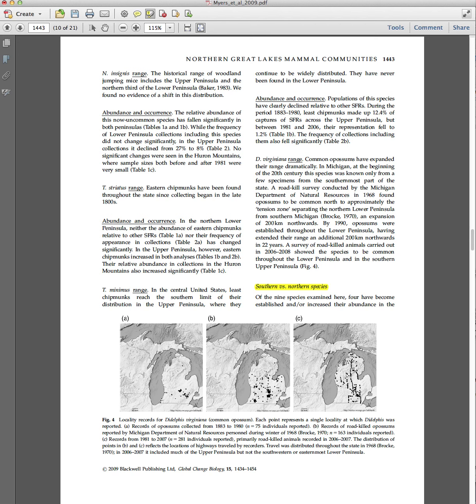Figure 4. Oh, and actually in this section they talk about the difference between becoming established and increasing their abundance, right? So we're looking at establishment, which is range change, and abundance. Those are the two components of this paper that you're paying attention to.